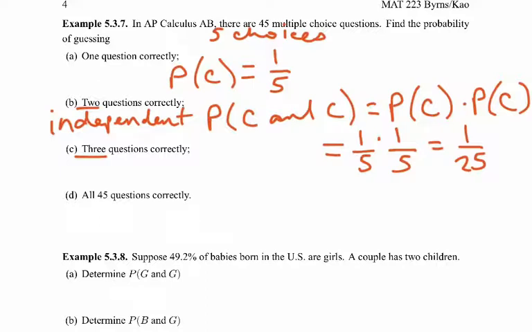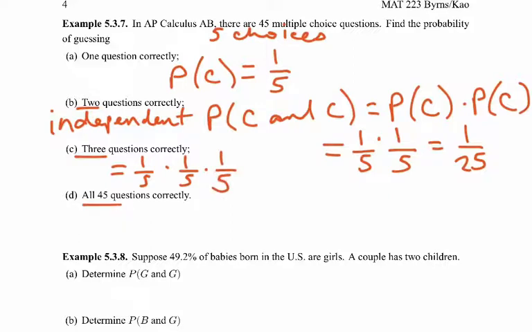How about the probability of getting 3 questions correct? Again, they are independent questions. So the probability of getting the first and the probability of getting the second and the probability of getting the third would be the product of those 3 probabilities. So that would be 1/5 times 1/5 times 1/5 again.